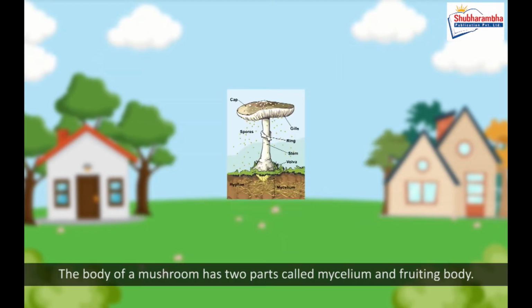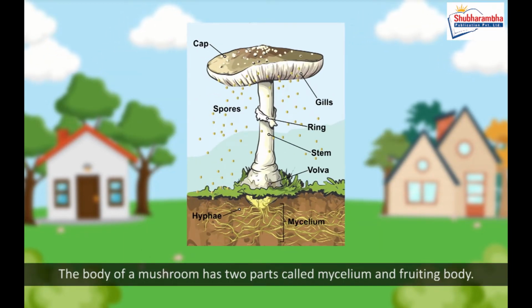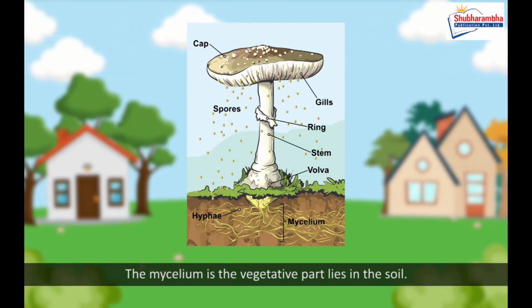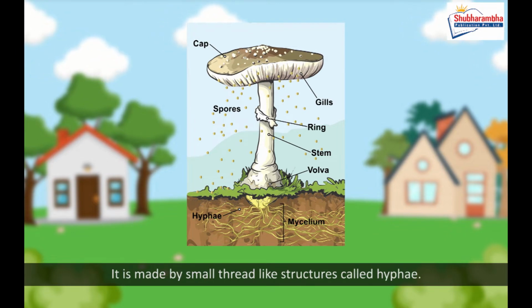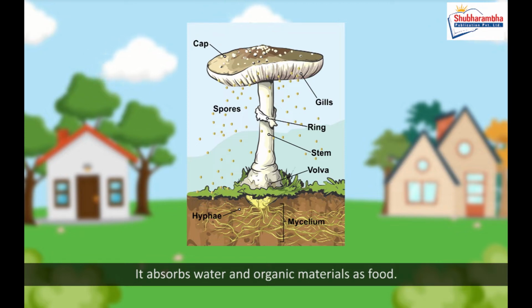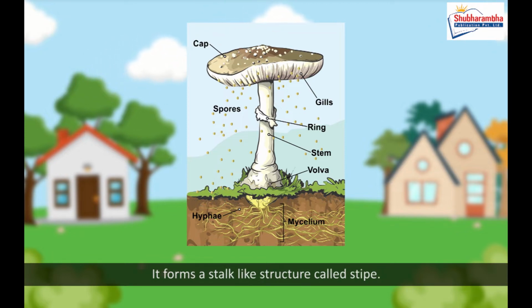Structure of mushroom. The body of a mushroom has two parts called mycelium and fruiting body. The mycelium is the vegetative part that lies in the soil. It is made by small thread-like structures called hyphae. It absorbs water and organic materials as food. It forms a stalk-like structure called stipe.